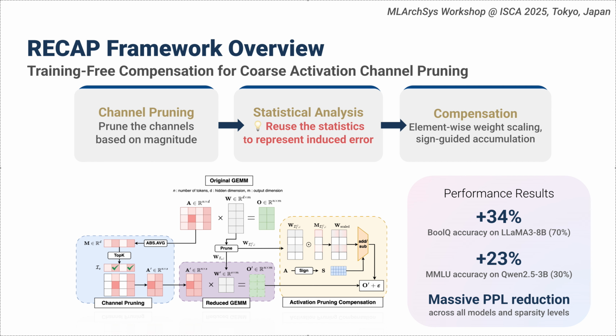ReCAP consists of three key steps. First, channel pruning, applying magnitude-based channel pruning to remove channels with lowest absolute averages. Second, statistical analysis, where we reuse the pruning-induced statistics to characterize recoverable errors. And lastly, in the compensation stage, we perform lightweight operations such as element-wise weight scaling and sign-guided accumulation to generate a compensation factor. This approach achieves substantial improvements: plus 34% accuracy increase in BoolQ benchmark for Llama 3 8 billion model at 70% sparsity, and plus 23% accuracy increase in 5-shot MMLU for Qwen 2.5 3 billion model at 30% sparsity, also with massive perplexity reductions across all evaluated models.